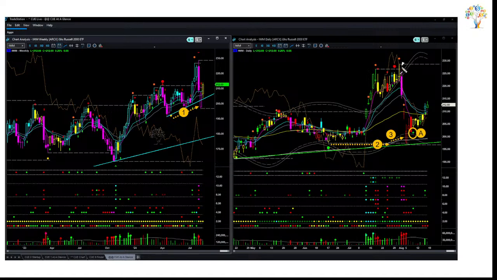Here it didn't complete the V-shaped recovery. So from that angle it is weaker. All the other market ETFs, especially QQQ and SPY, completed the V-shaped recovery. DIA pretty much completed the V-shaped recovery, but IWM did not. So from that angle, IWM is weaker.